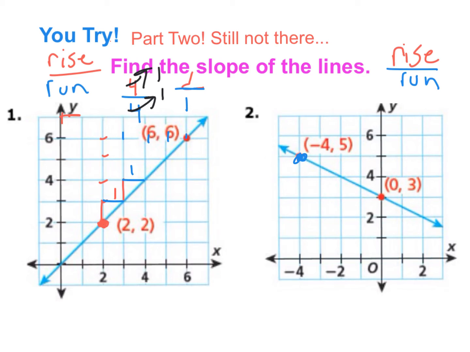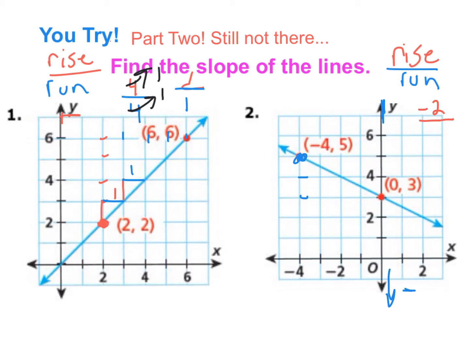So if I start at -4, 5, I need to find out my rise, or what my change in y, what my change in my vertical axis was. So because I'm counting down, and as you go down the y-axis, it gets negative, we're going to count in negative numbers because we're counting down. We're falling. So -1, -2. Let me use a different color. So I have -2 as my rise because I went down.